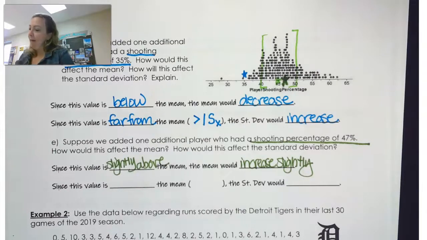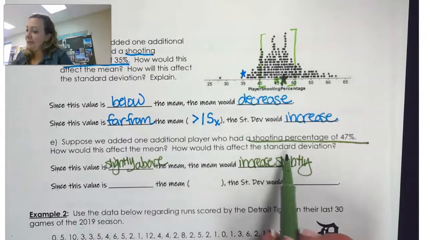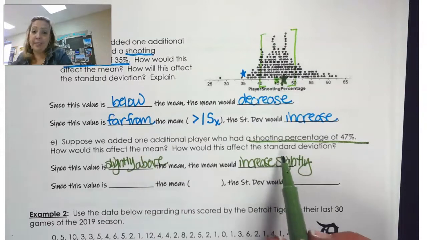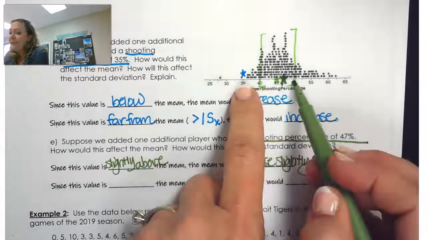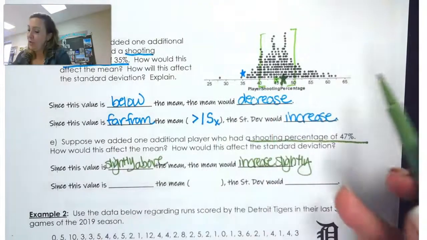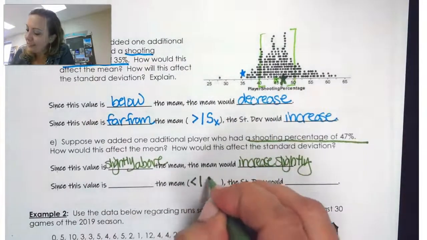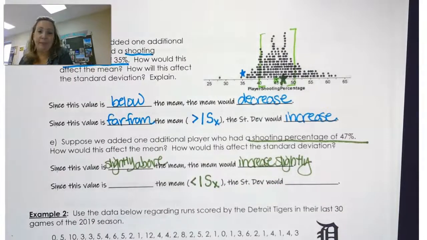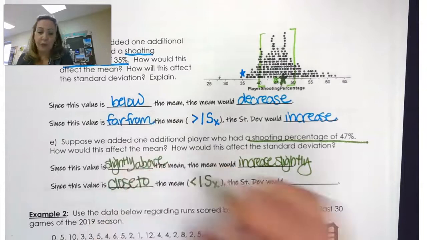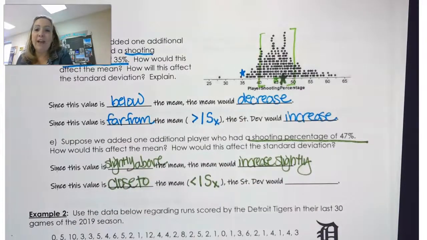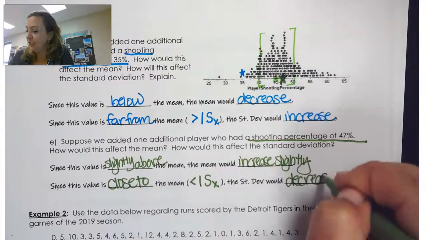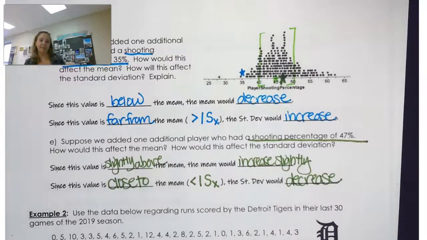Okay. But now when we ask to see how it would affect the standard deviation, we look to see its proximity to the mean. Do you see that this 47 is between the original standard deviation? So that means that the value is less than one standard deviation from the mean. That means that the value is close to the mean. And because the value is close to the mean, that means that the standard deviation would decrease.